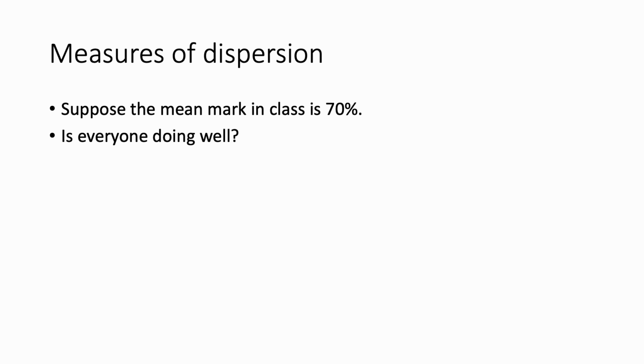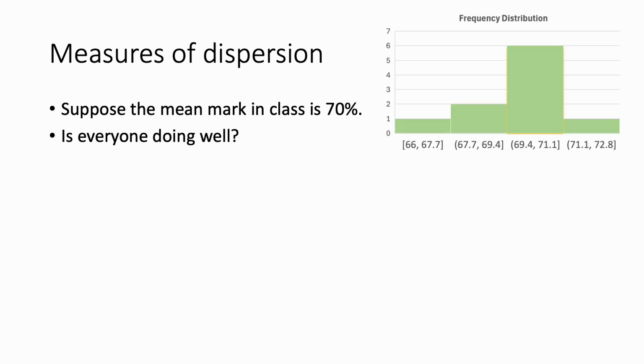To understand the importance of the measures of dispersion, let's take an example. Suppose the mean mark of a class is 70%. Now that's a very high average score, right? But does that mean that the whole class did well? I mean, did they do well as a whole?